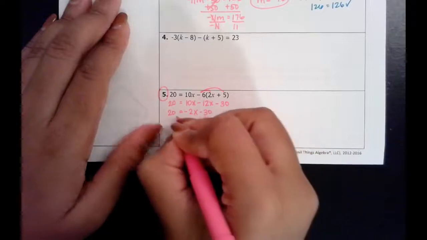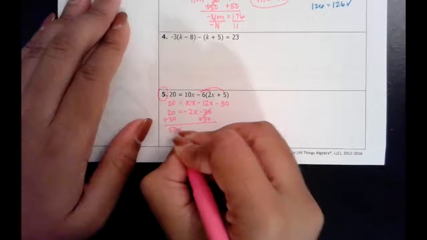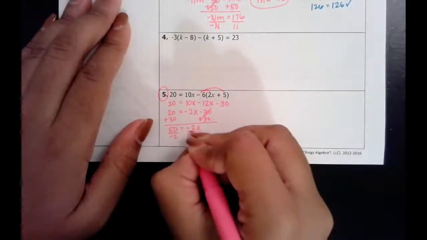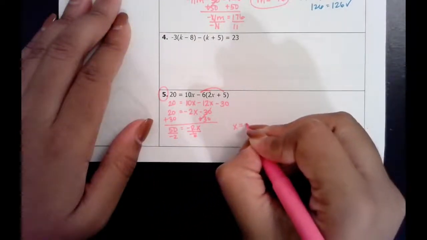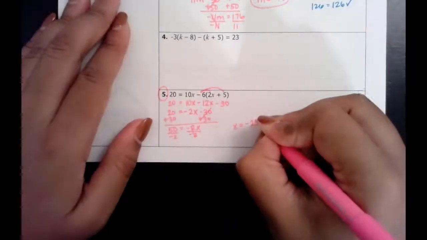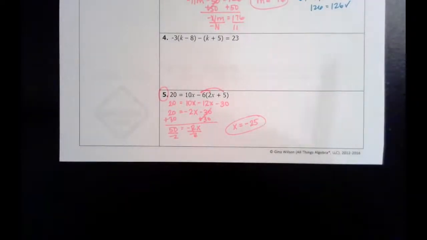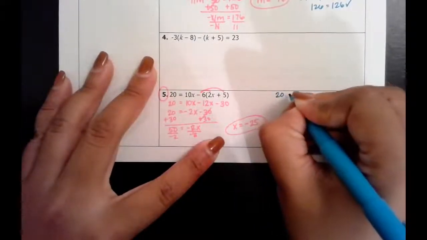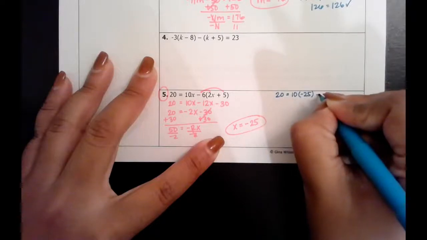Add 30 to both sides. That gives me 50 equals negative 2x. So that leaves me with x equals negative 25. Let's check our answer. So we have 20 equals 10 times negative 25. Don't let those numbers scare you. We'll be okay.